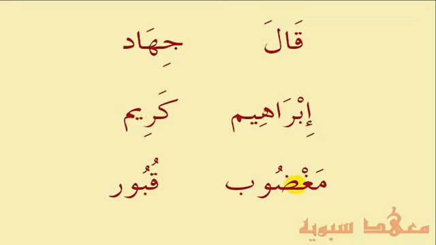Next word, maghdoob. So maghdoob here has a dhamma on the dad, followed by the waw. So it's an elongation sound. So it's a u sound. So it's maghdoob. And finally, here, qubur. Qubur. So there's the u sound again. They have a ba with the dhamma followed by the waw. So you can see how the long vowel is formed there.